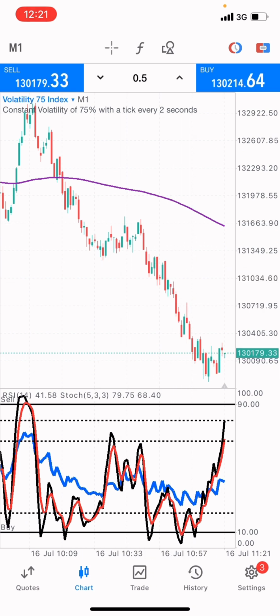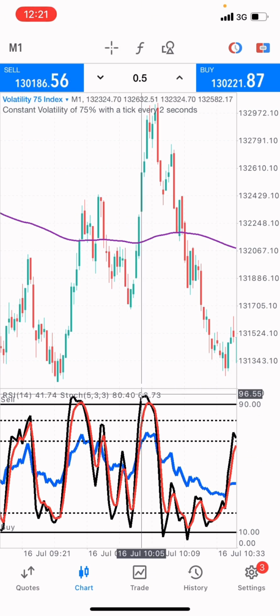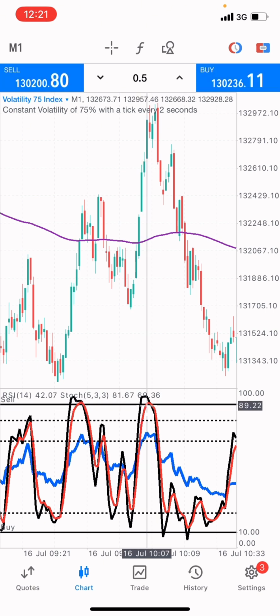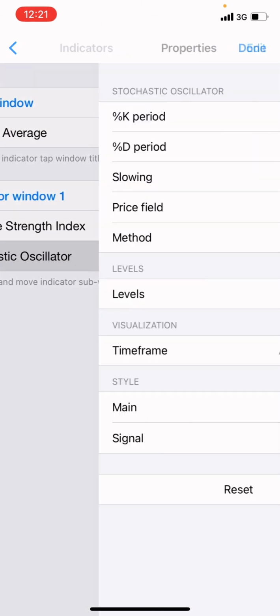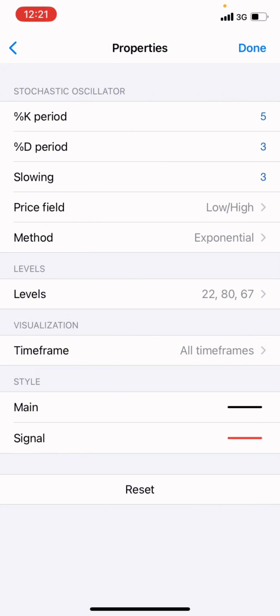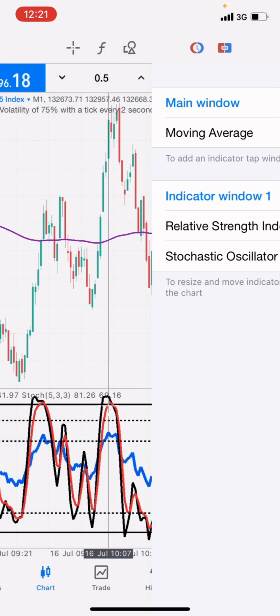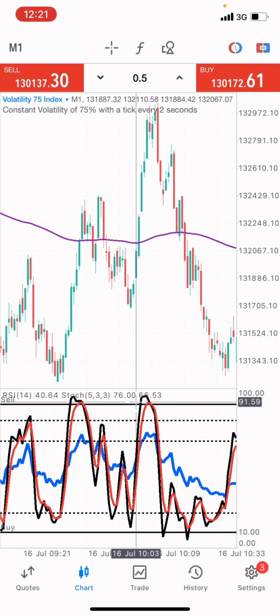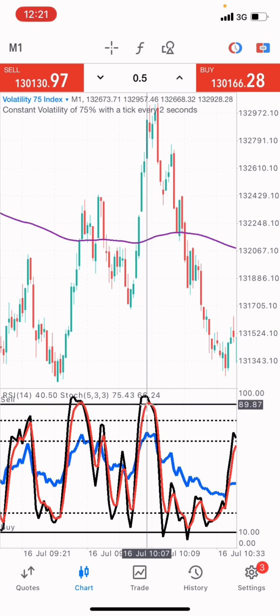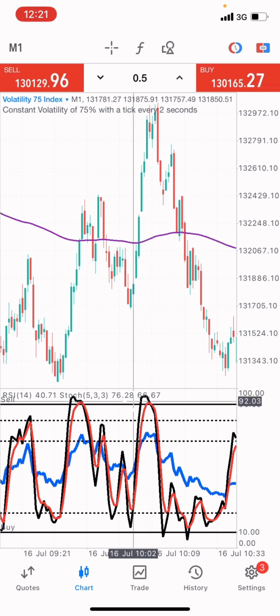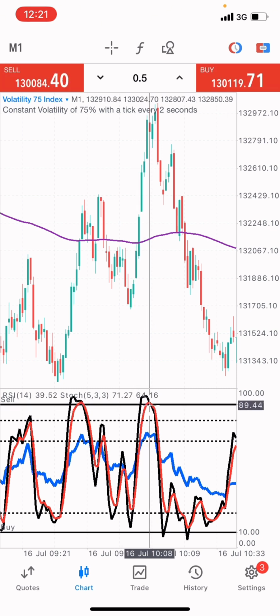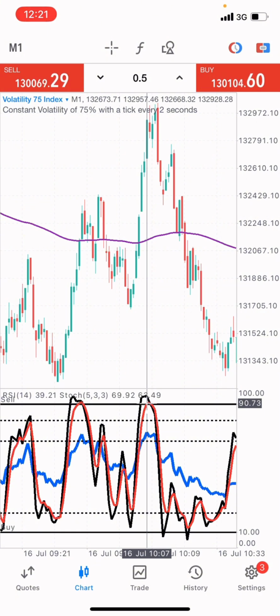So take a look at this for a moment. This black line here is the stochastic oscillator, right? And this red line is also the stochastic oscillator. This is the main and this is the signal. So the black is the main line and the red is the signal. So what we're going to be following is the signal. Follow the signal, guys. That is the red line, which is the signal we're going to follow.